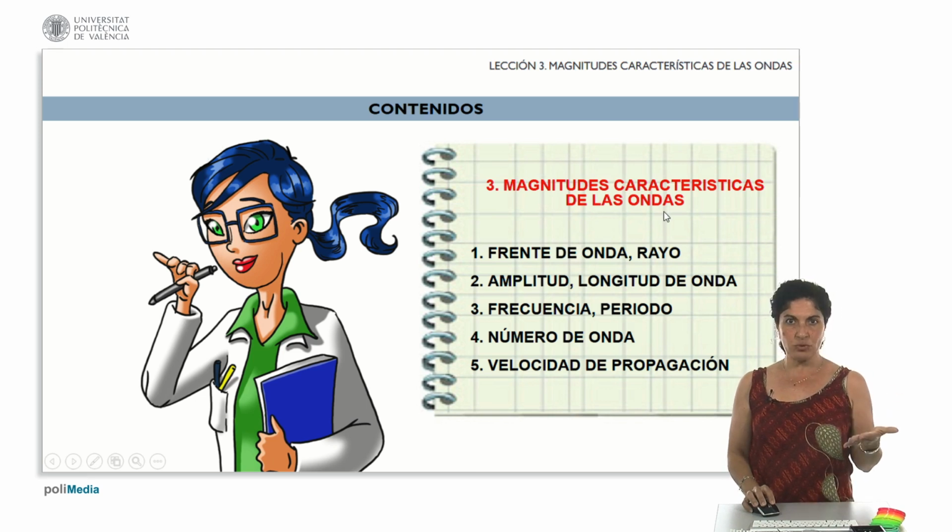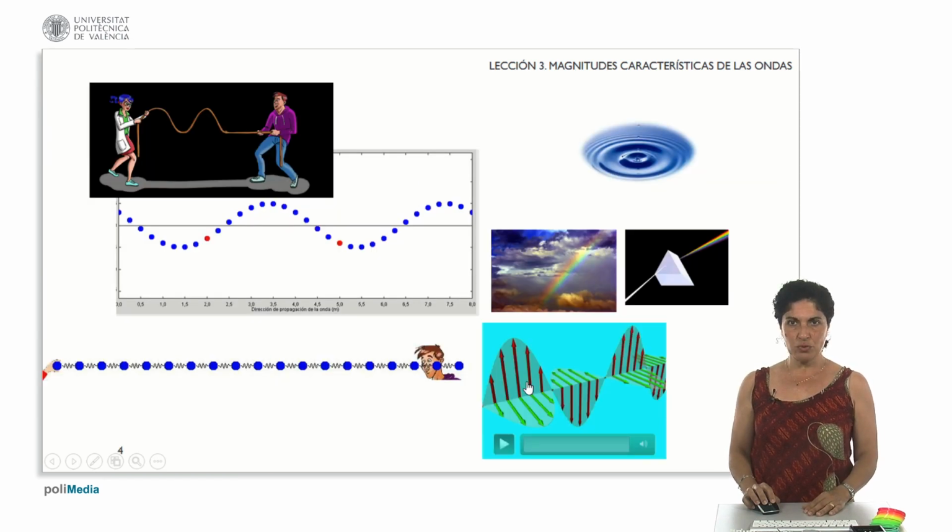am going to introduce the vocabulary because I am going to analyze and talk about the wavefront, the ray, the amplitude, the wavelength, the frequency, the period, the wave number, and we are going to see how to calculate the propagation speed of that energy that accompanies the wave motion.